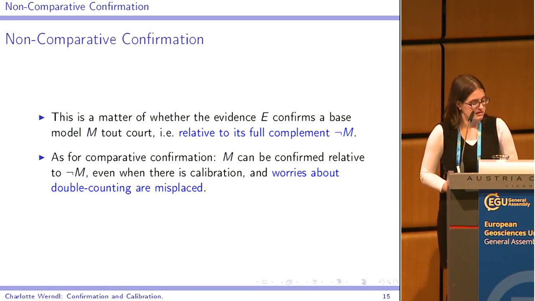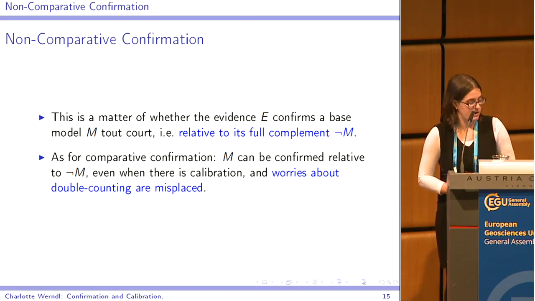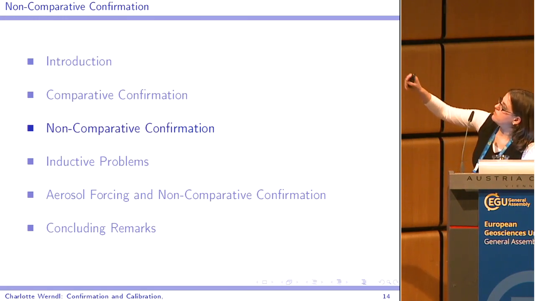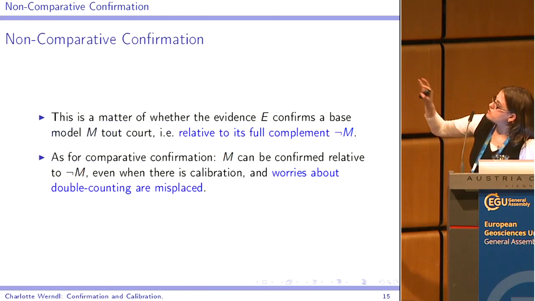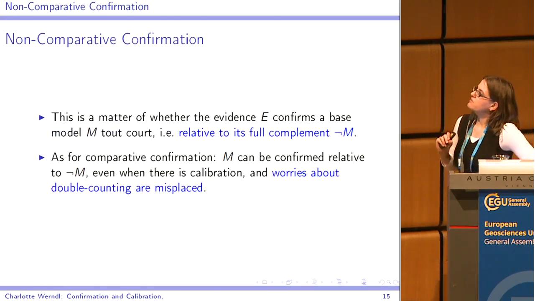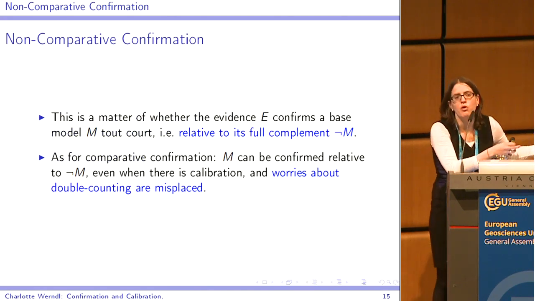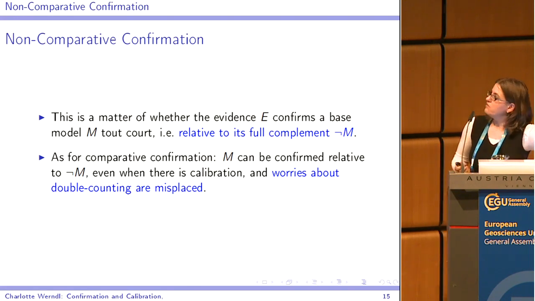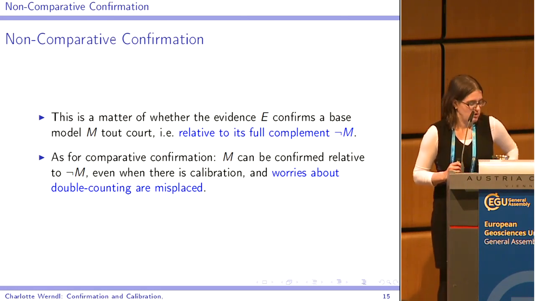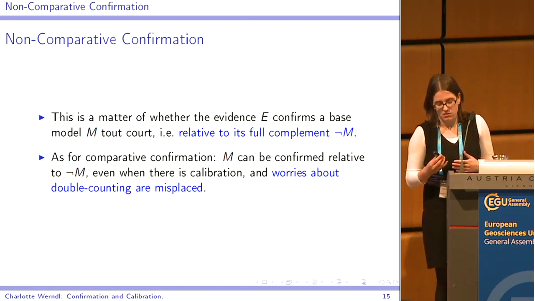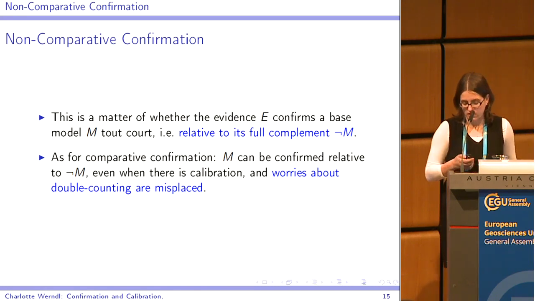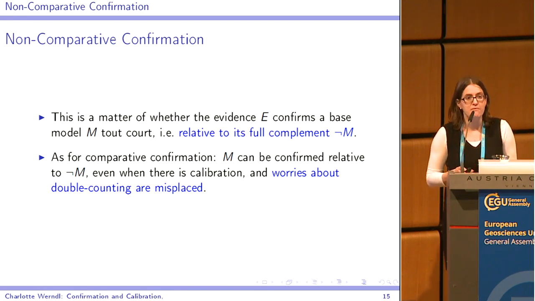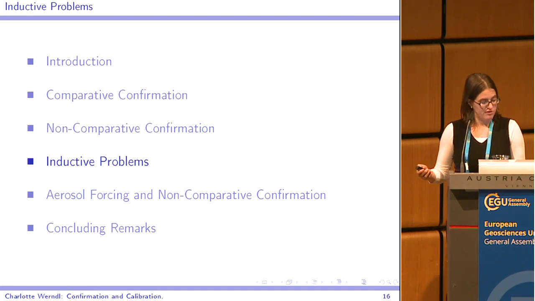One issue, especially discussed in climate science, which I know well, is the inductive problems. The non-comparative confirmation, just very briefly, is not the question whether M is confirmed relative to N, so two hypotheses compared, but whether M is confirmed per se. So the question is whether model M is confirmed relative to the full complement. It's a bit more complicated to deal with formally, of course, but the conceptual issues really stay the same. So I won't go into this, but just to say that the argument I gave for M versus N for comparative confirmation carries over to non-comparative confirmation.